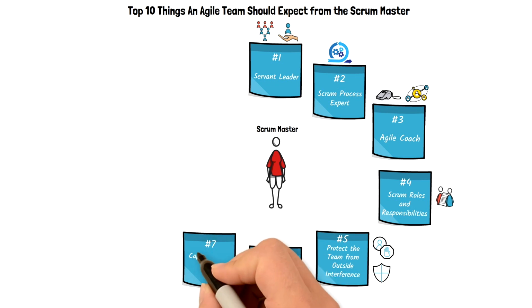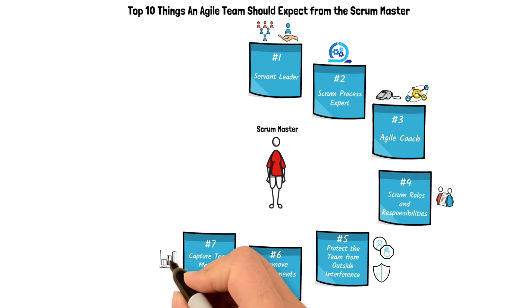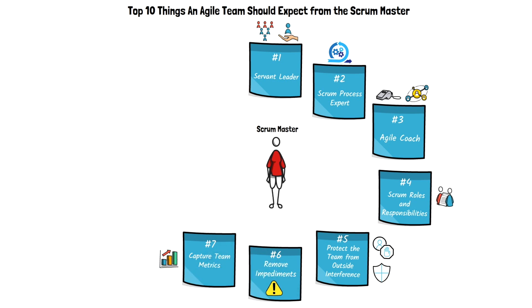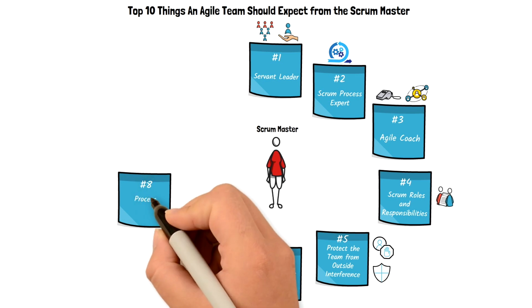The team expects the Scrum Master to capture the team metrics and provide visibility to the Scrum team of their performance. The Scrum Master will create the dashboards to capture these metrics and teach the team how they should interpret these metrics. The Scrum Master is expected to continuously improve the team process and always try to elevate the team to a higher standard of delivery.